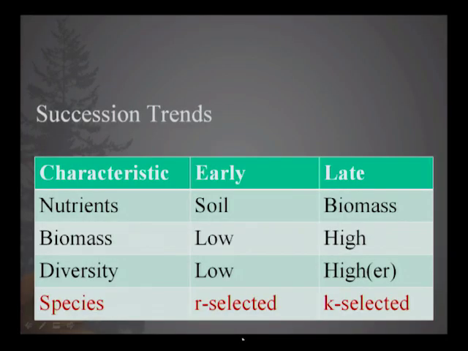And then generally speaking, early in succession, species are so-called r-selected, meaning they are short-lived and reproduce quickly. And then late in succession, we tend to see K-selected species, which means that they are longer-lived and reproduce more slowly.